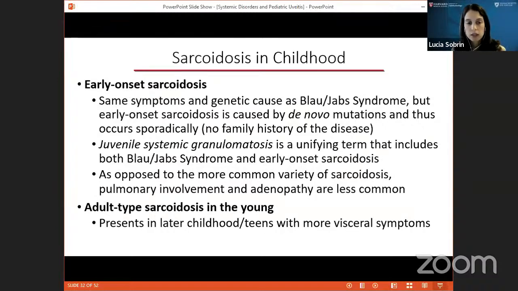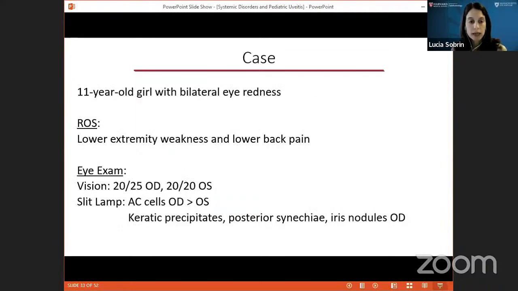In this early onset sarcoidosis phenotype, as opposed to the more common variety of sarcoidosis that we see in adults, pulmonary involvement and adenopathy are much less common. But children also get the adult type of sarcoidosis. This typically presents later in childhood with more visceral symptoms. And I'll show a case of this.